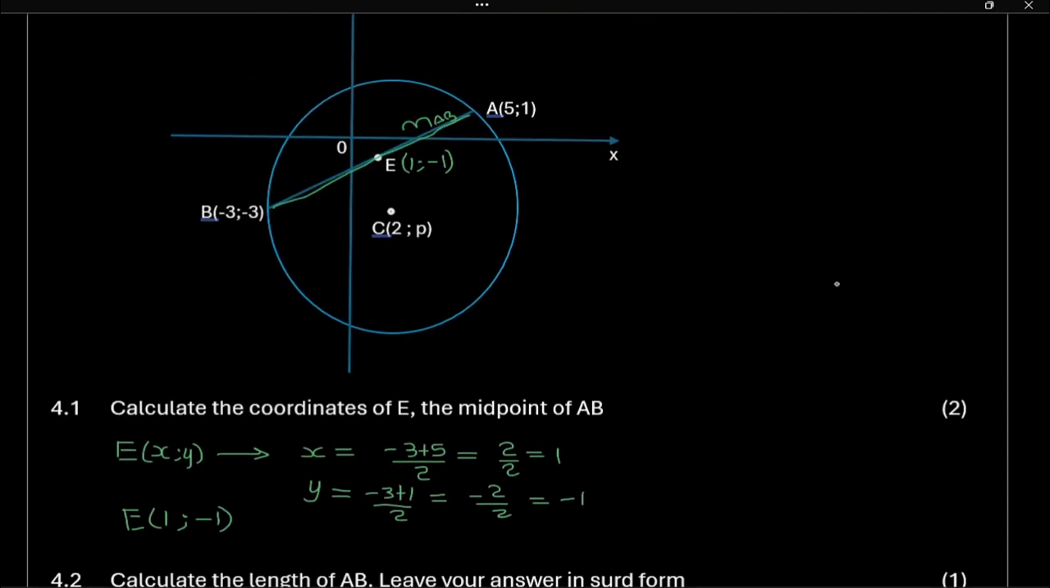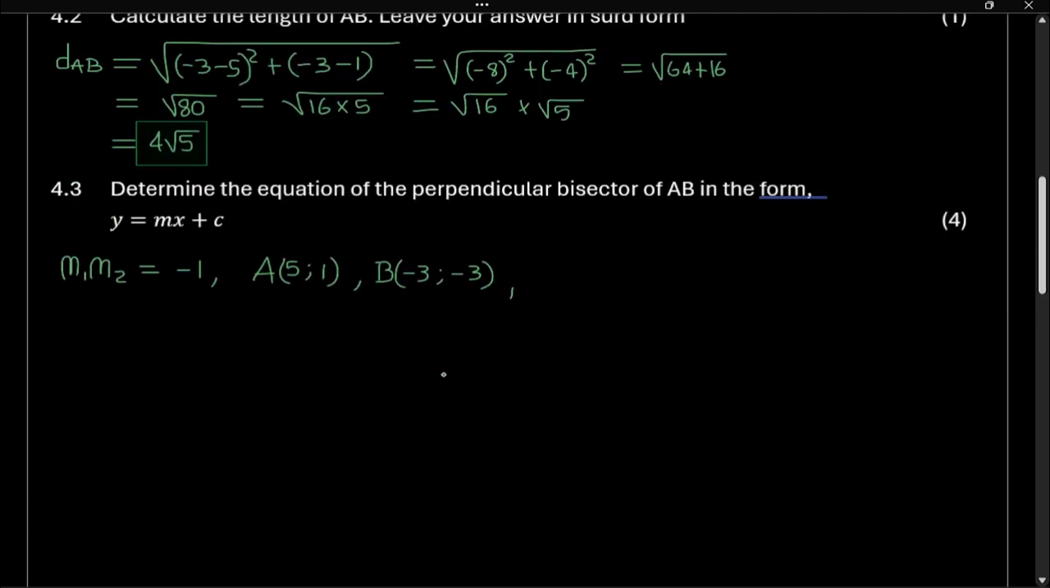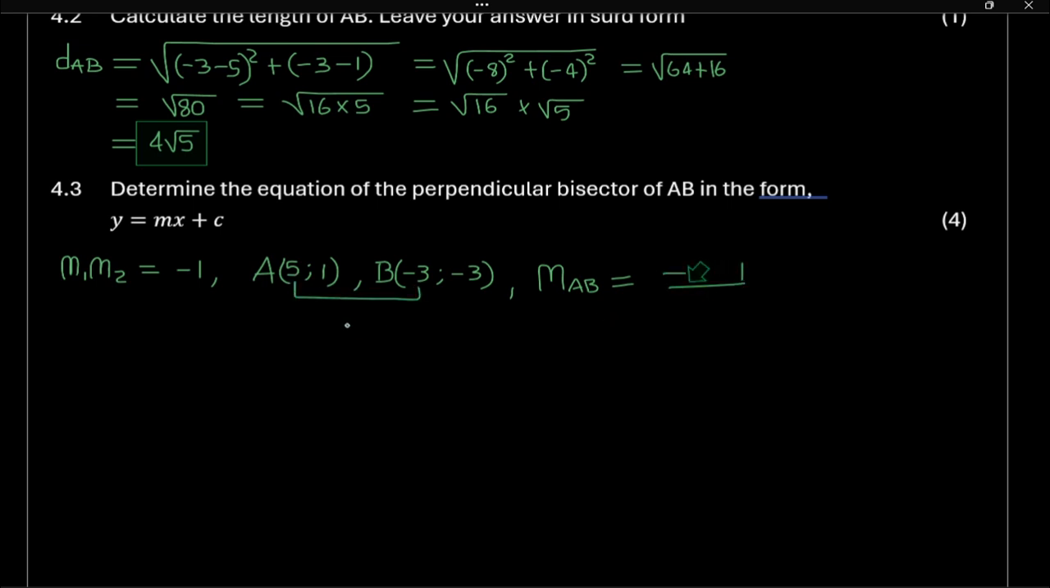So we need to know the gradient of the perpendicular. We know that when you multiply the two gradients, the product should be -1. So what's the gradient of AB? That's the change in y over the change in x. So that's -3 minus 1, over -3 minus 5. That gives us -4 over -8, so that gives us +1/2. That's the gradient for AB.